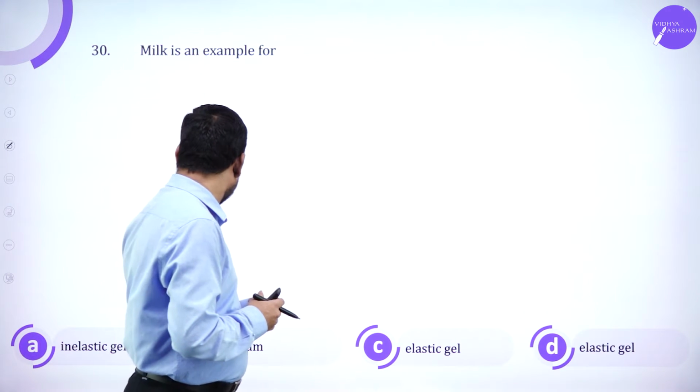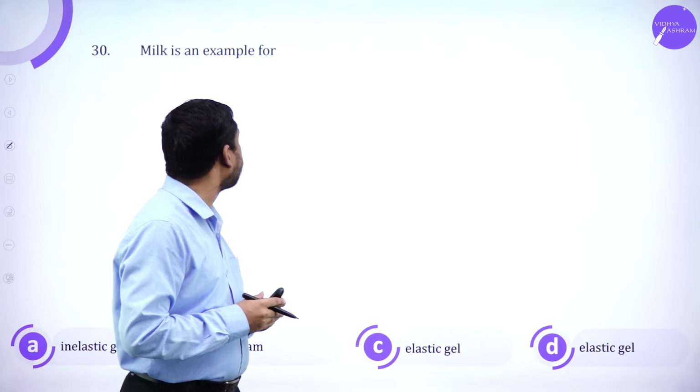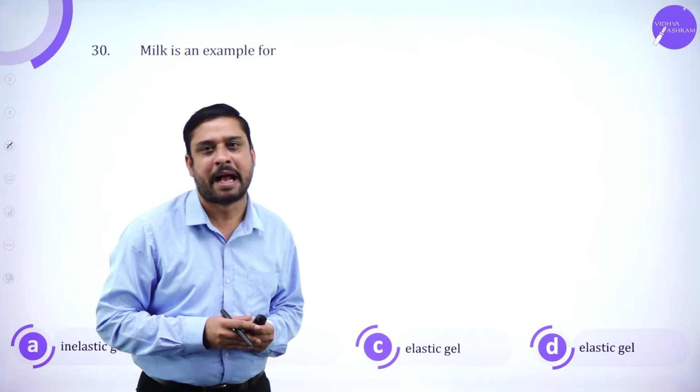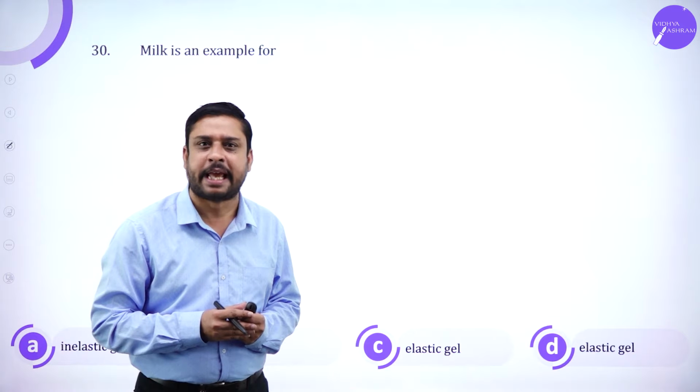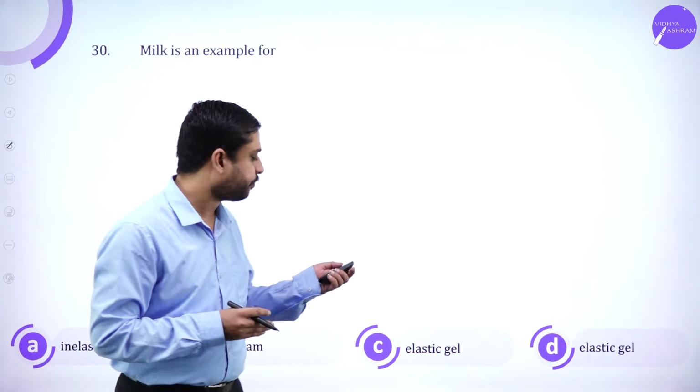Milk is an example for emulsion. This is actually from the previous syllabus.